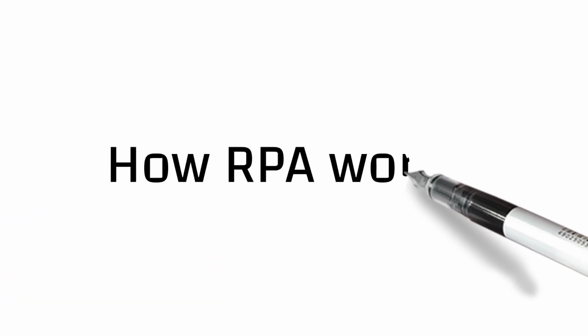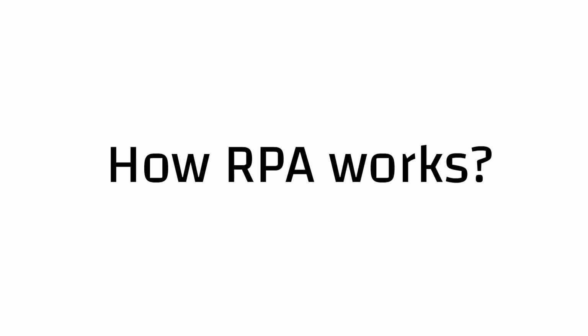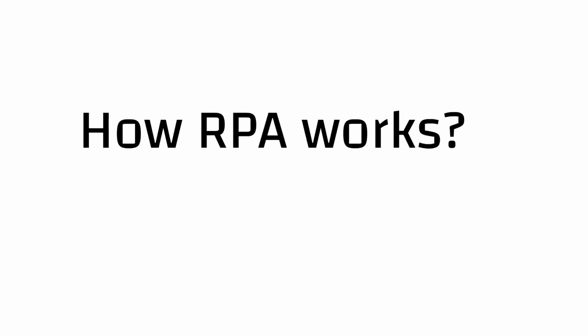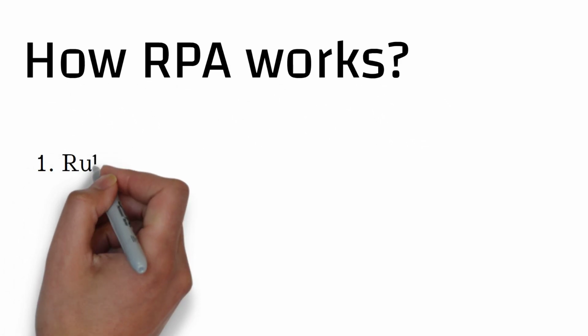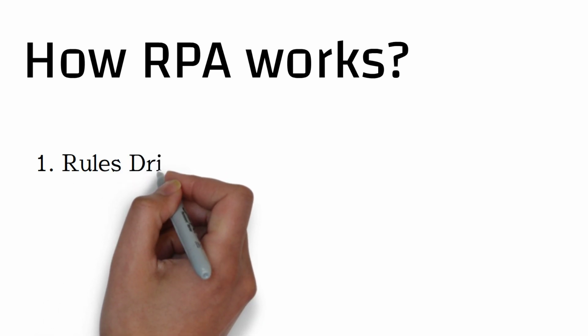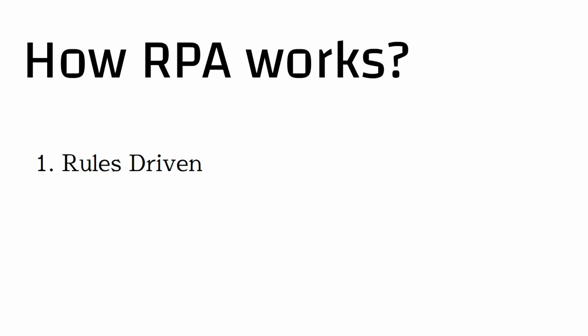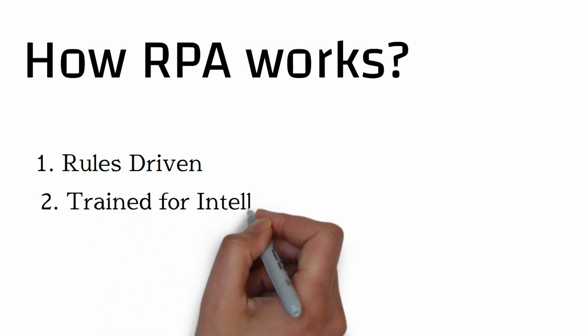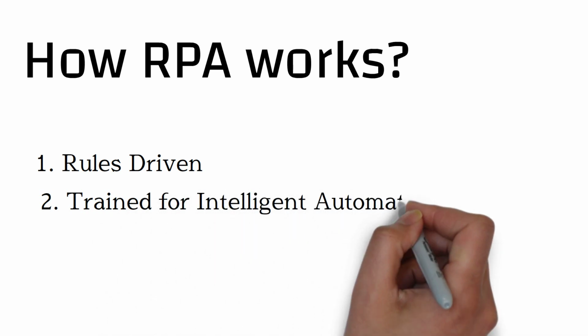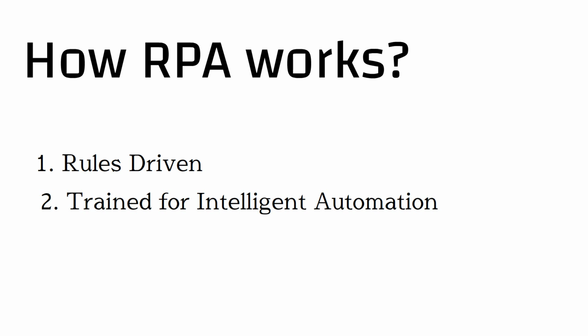Now, how does RPA work? RPA bots actually mimic human actions such as mouse clicks and keystrokes to perform tasks within a computer system. And they are designed to follow a set of rules that can be programmed to interact with multiple systems, including web applications, desktop applications, and even legacy systems. RPA bots can even be trained to recognize patterns and make decisions, making them more intelligent and adaptable over time.